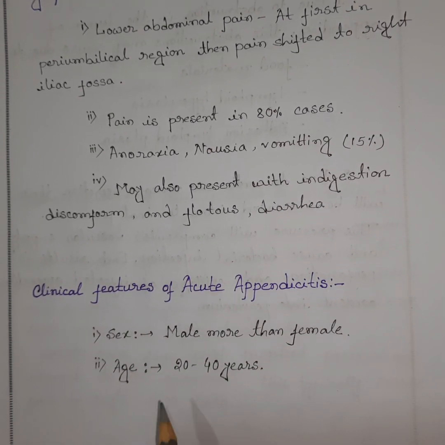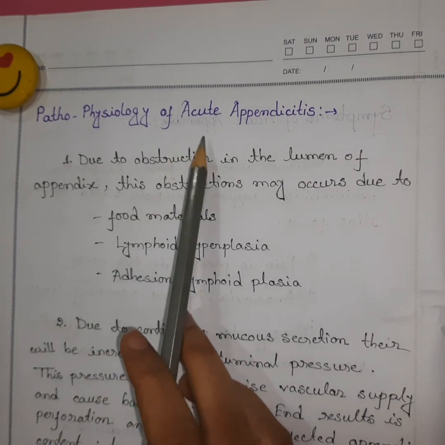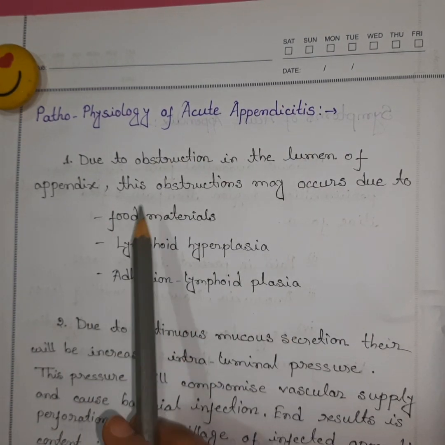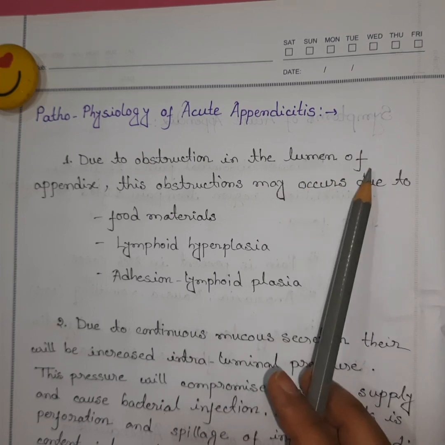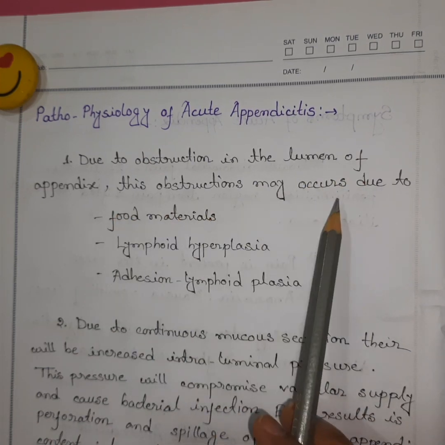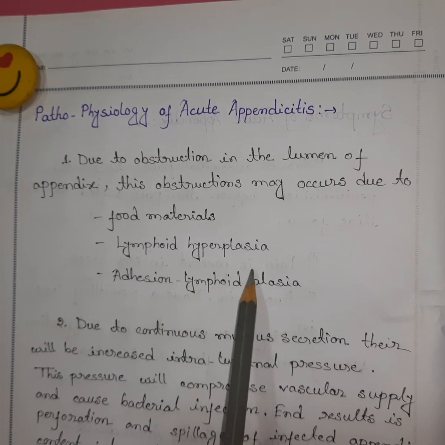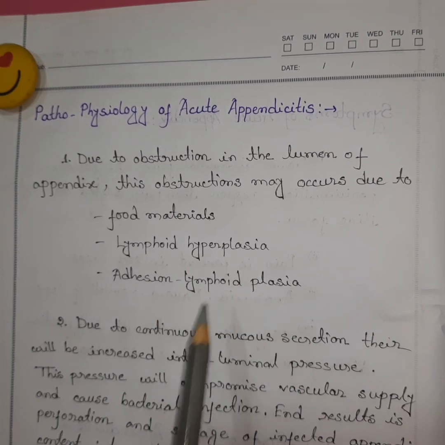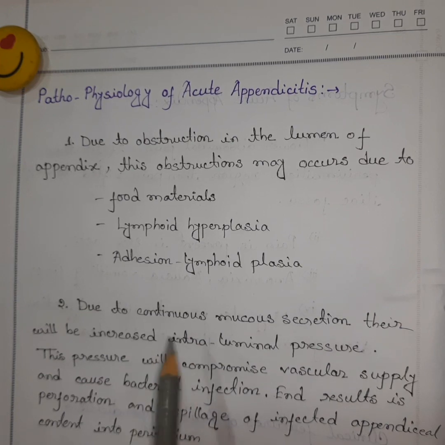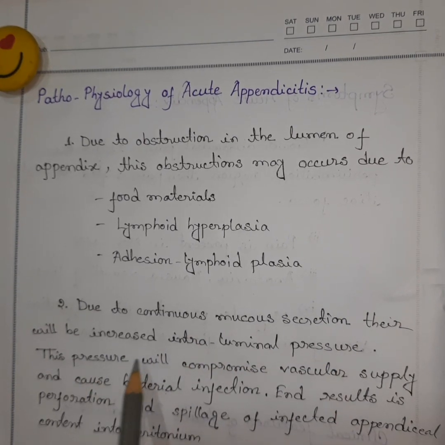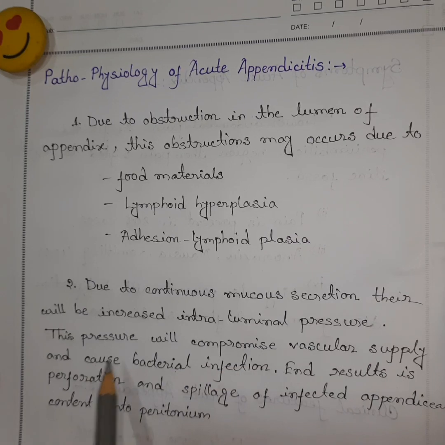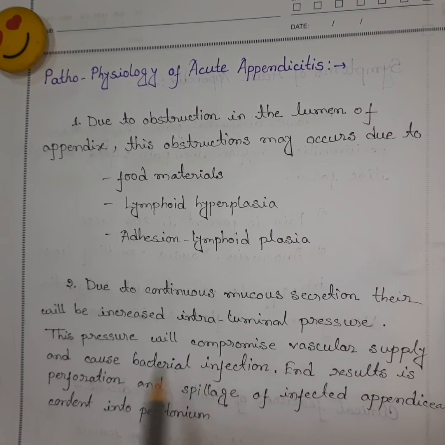What are the clinical features of acute appendicitis? In sex, male more than female, and age in the range of 20 to 40 years. Pathophysiology of acute appendicitis: due to obstruction in the lumen of the appendix, the obstruction may occur due to food materials, lymphoid hyperplasia, etc. Due to continuous mucus secretion, there will be increased intraluminal pressure. This pressure will compromise the vascular supply and cause bacterial growth.